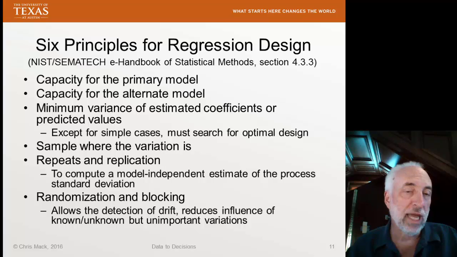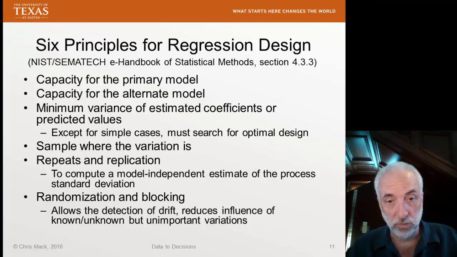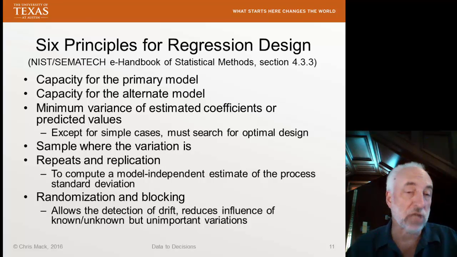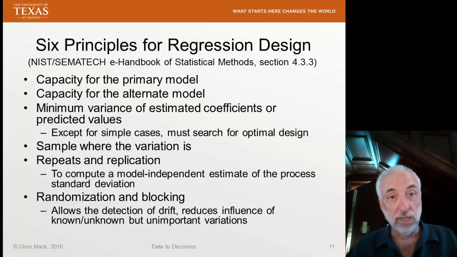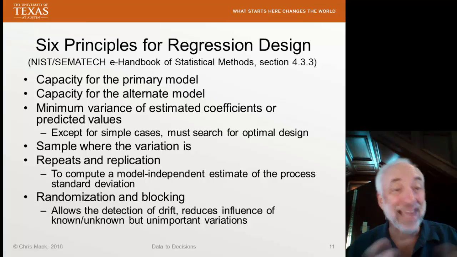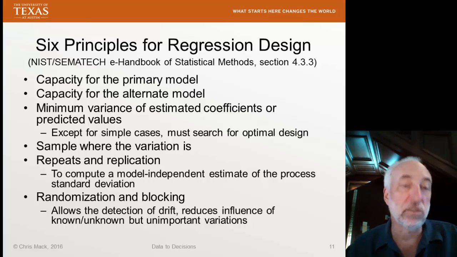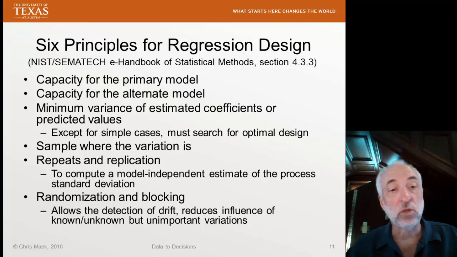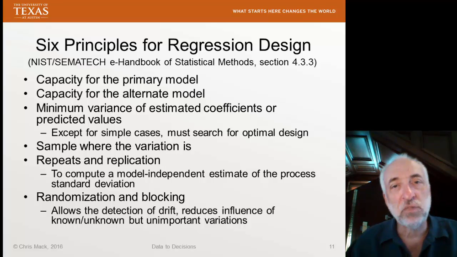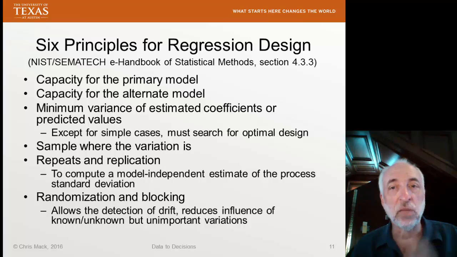We need to have repeats and/or replication in order to get some kind of an estimate of the process variation that's independent of our model, right? Because we want to both check the variation in the process and check the goodness of our model. And finally, we want to employ principles like randomization and blocking to allow for the detection of drift, or the influence of these uncontrolled parameters, whether they're known or unknown. We'll come back and visit all these principles in the next lecture, when we go into more detail about design for regression.